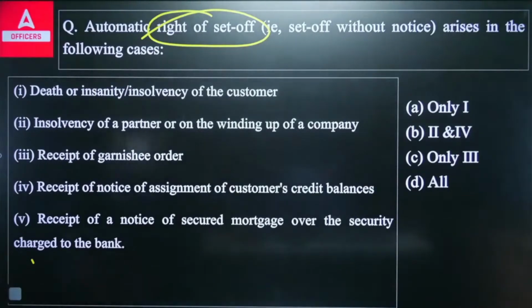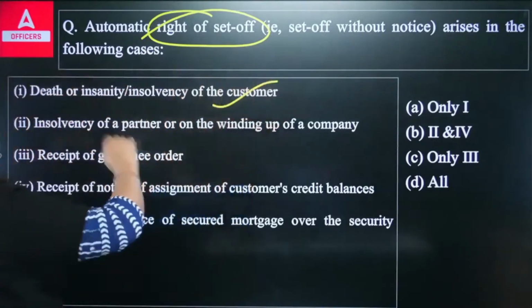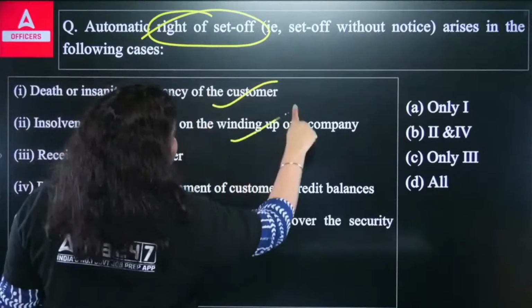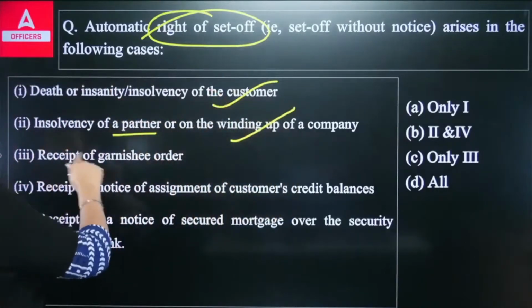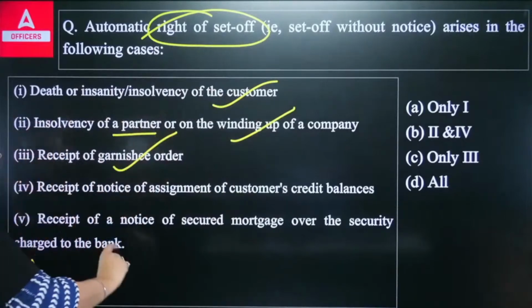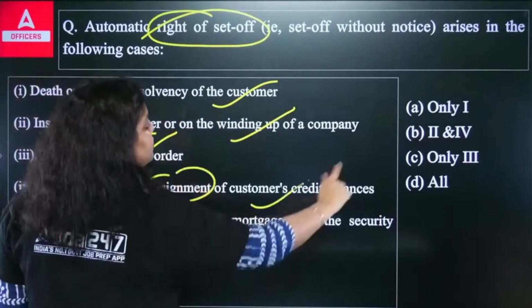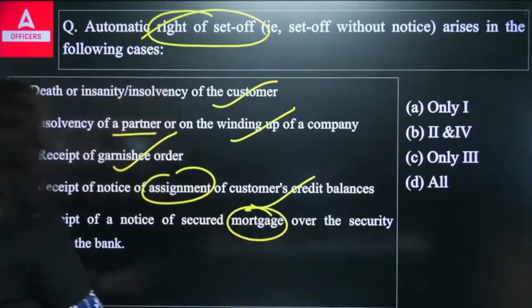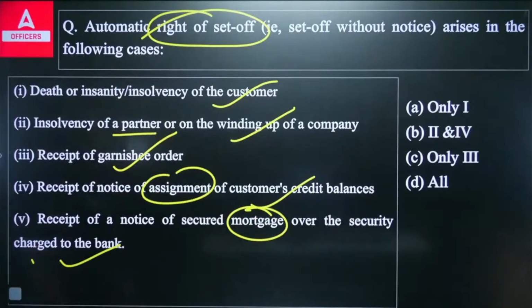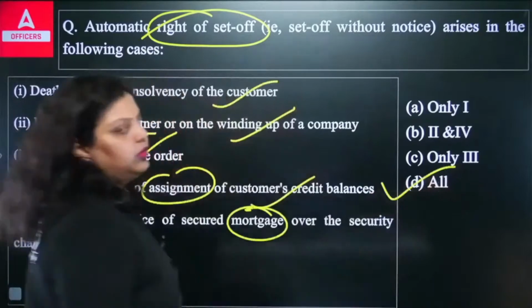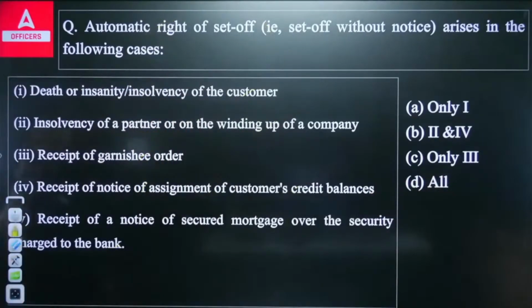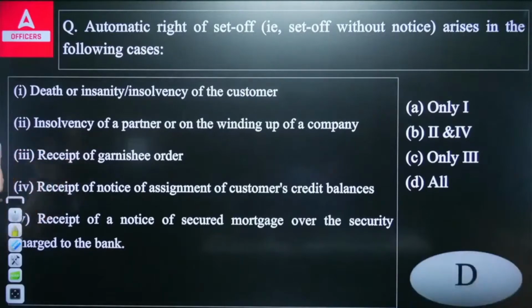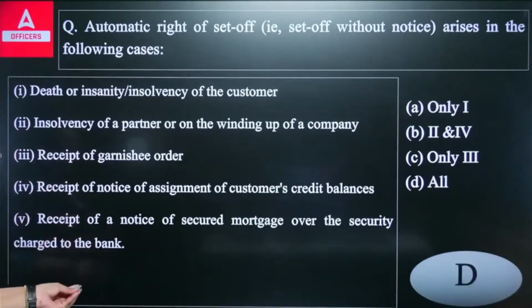Okay. So in case of death or insanity, insolvency of the customer, it can be done. Insolvency of a partner or the winding up of a company, yes, you can do that in that case also. Receipts of garnish order, that can also be done. Receipts of notice of assignment of customer's credit balance, that can also be entertained. Receipts of notice of secured mortgage over the security charged to the bank is also right. So the right answer for this question will be your D, all of the above. All of the above are the situations in which we are talking about the automatic right of set off. You do not have to give notice. Without giving notice, you will be able to perform the set off here in the account of a customer.